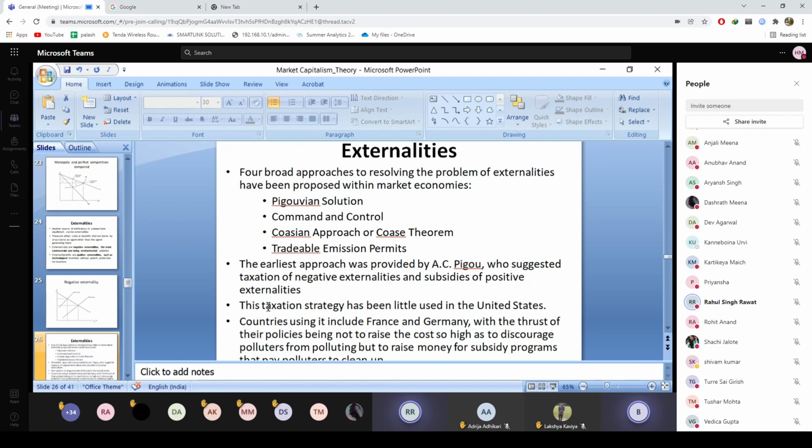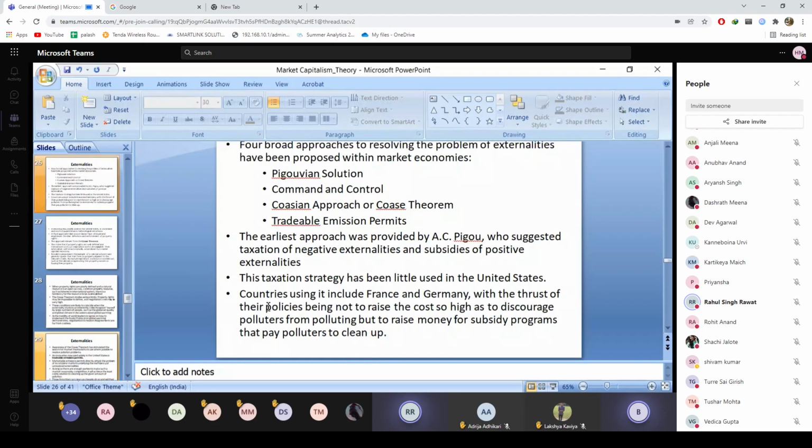The earliest approach was introduced by A.C. Pigou, who suggested that taxation of negative externalities and subsidies for positive externalities should be introduced. This taxation strategy has been little used in the United States. Countries using it include France and Germany, with the thrust of their policies being not to raise the cost so as to discourage polluters from polluting, but to raise money for subsidy programs that pay polluters to clean up.